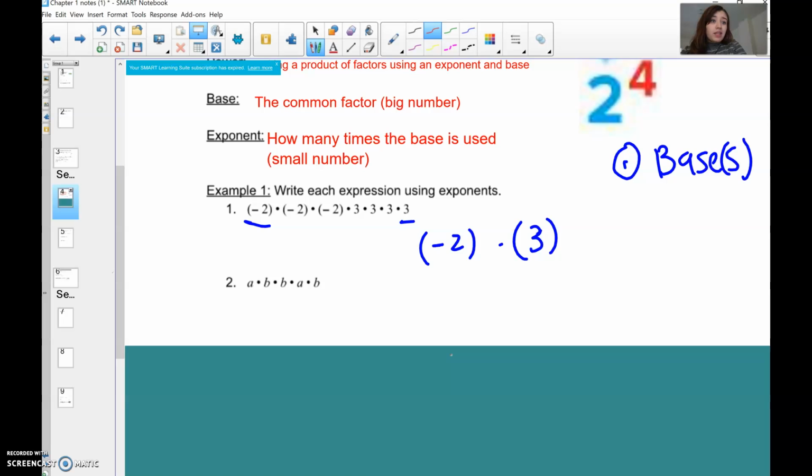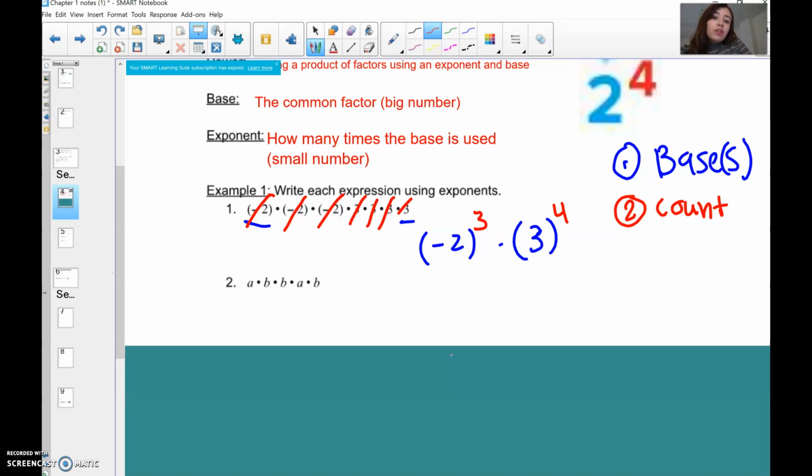How many times is -2 multiplied? 1, 2, 3. Its exponent is 3. How many times is the number 3 being multiplied? 1, 2, 3, 4. So we have -2 to the 3rd power times 3 to the 4th. And that's it. Find our bases, and then we're going to count to find our exponents.